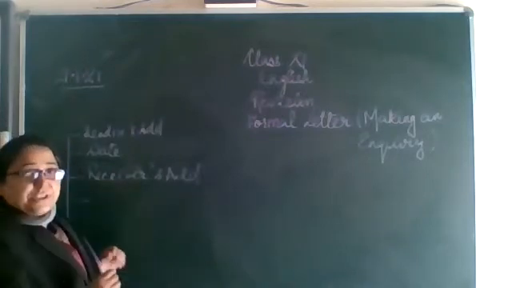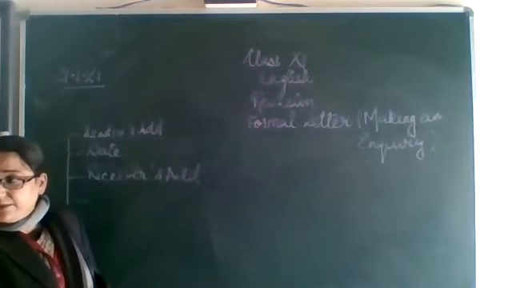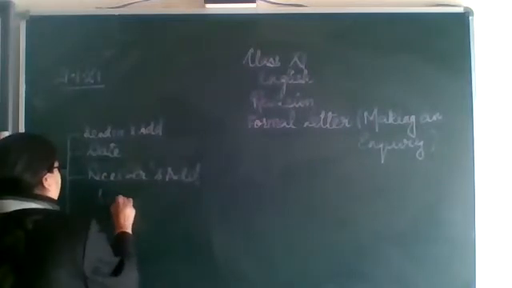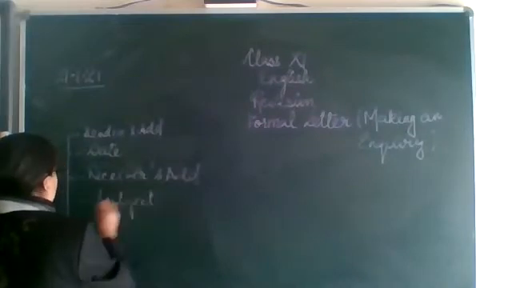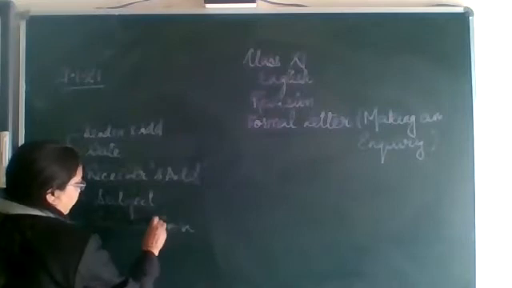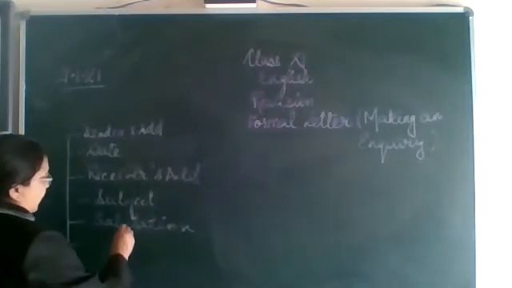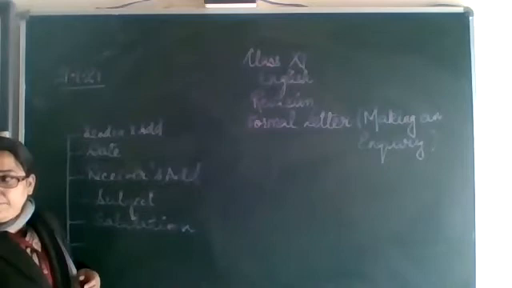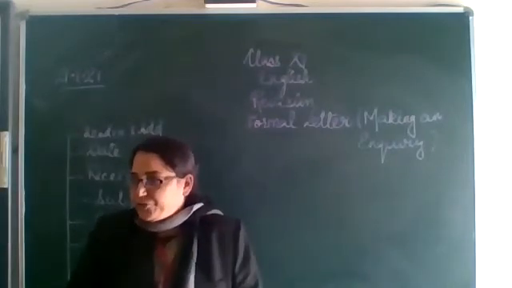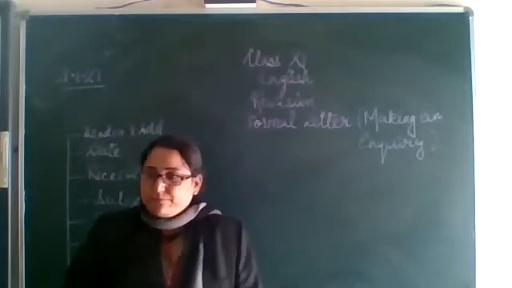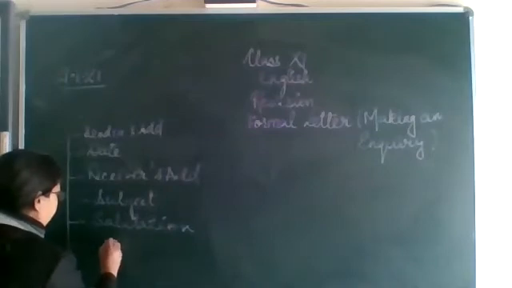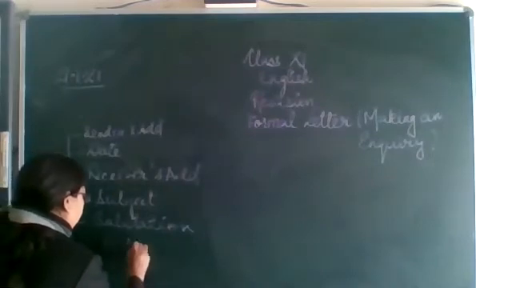After writing receiver's address, we write the subject. Then salutation. Note down the format within a minute. Salutation: dear sir, ma'am, respected sir, reverend father. When we write applications to a school office for some purpose, some permissions, that way salutation. Then body of the letter, right?